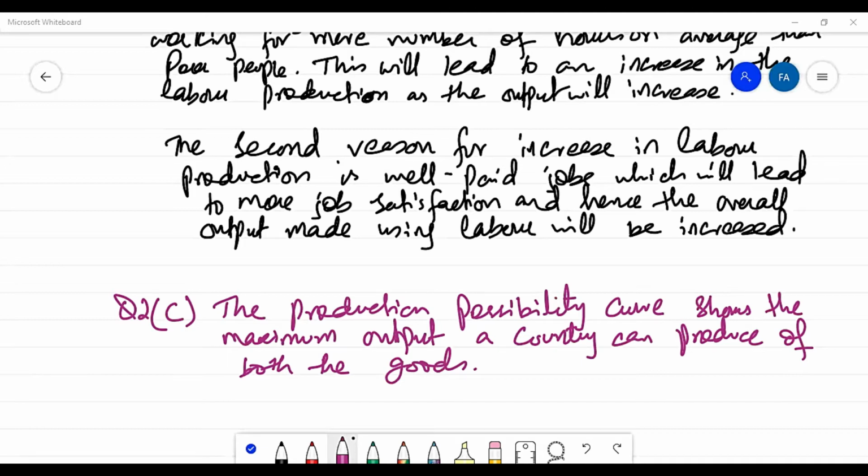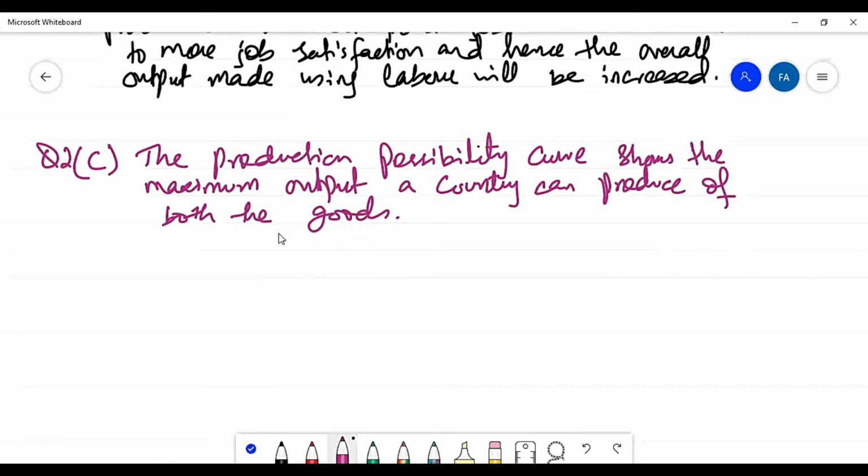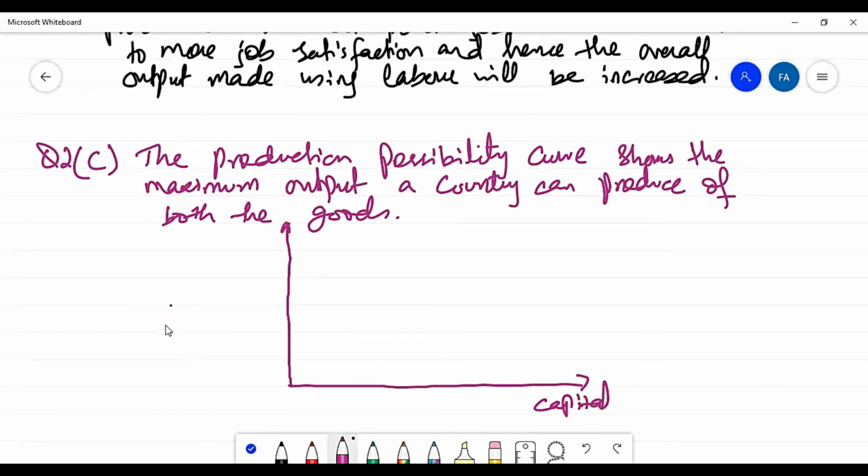We make the normal PPC. Yes, you draw the normal PPC and do it. Okay, good. So what we'll do, we'll make the normal PPC diagram over here. Yeah, we label the axis. First, we'll label the axis: capital goods, consumer goods. We'll write the whole thing, that is goods.